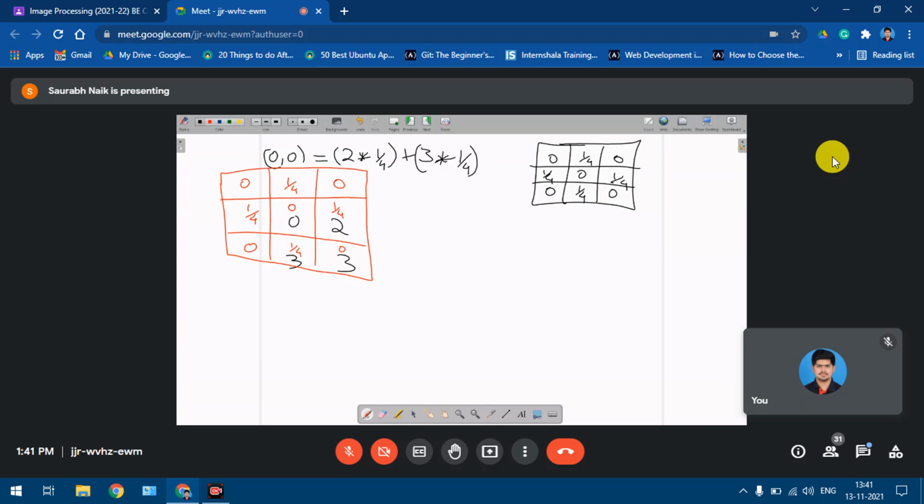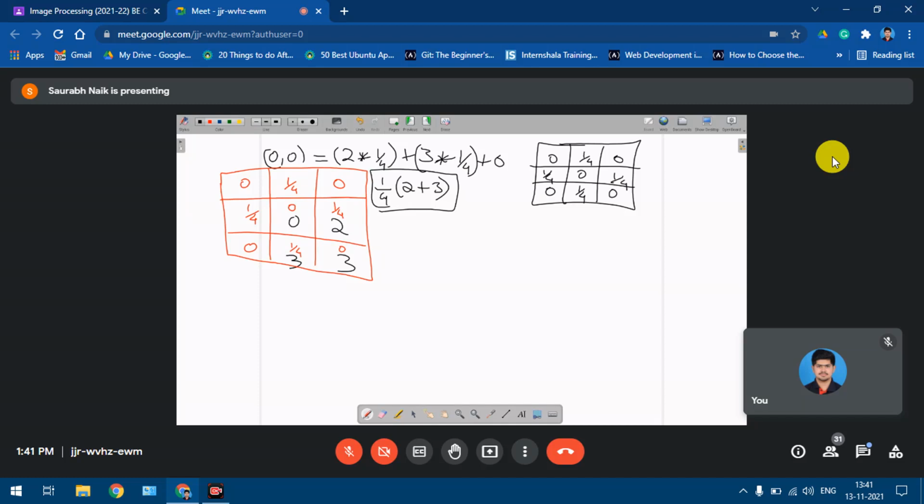And since the rest are 0, I can just write it as plus 0. And then in short, I can write this as 1 divided by 4 into 2 plus 3. So if you had seen me write the short form of a particular smoothing operation, especially for neighborhood averaging, I would directly write it something like this.